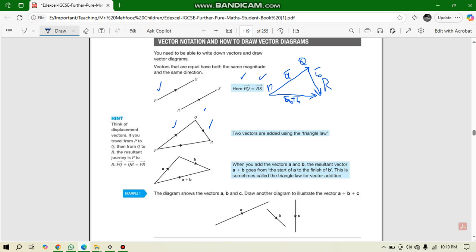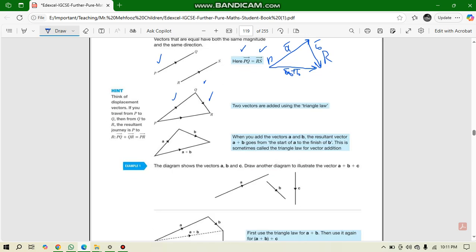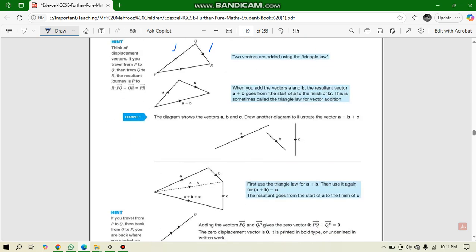Okay, so this is the triangular law of adding vectors. Another one is, when you add the vectors A and B, the resultant vector A plus B goes from the start of A to the finish of B. This is sometimes called the triangle law or vector addition law. So here is another example.